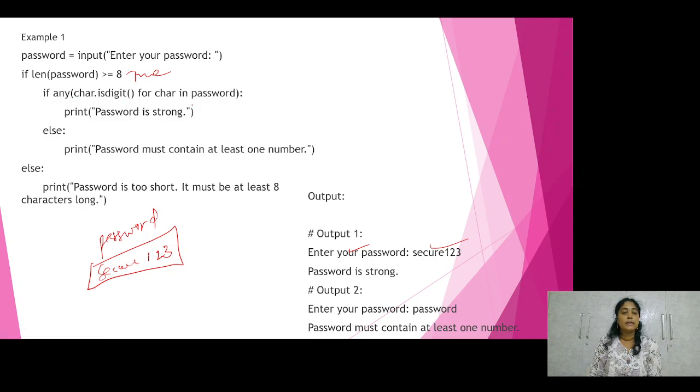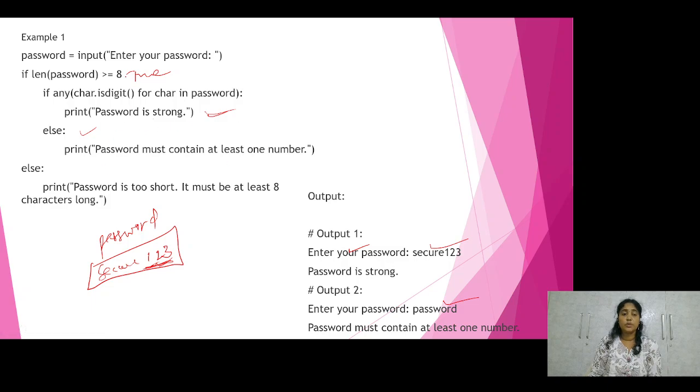If any character in this password is a digit, then it is strong. Else it goes to the else statement: password must contain at least one number. Password is strong will be printed. Else, if 9 is greater than or equal to 8, and if any character.isdigit() for character in the password, then it will print strong. Otherwise, password must contain at least one number will be printed. Because it contains a number, for character in password, is it a digit? Yes, true. For character in the password, yes, it contains one, then it will print password is strong. Else it goes to password must contain at least one number. Because in my password there is a number, it prints strong.